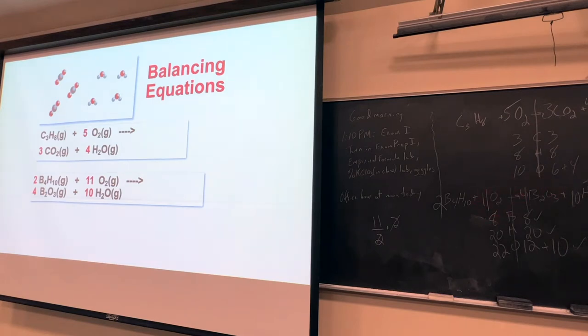So these are some tricks to help you with this, all right? Elements by themselves usually balance last. If you get to the point where you have an odd number of diatomics, and by the way, you have to remember the diatomics, start with something like 11 halves like we did and multiply everything through by 2, good to go. Any questions?